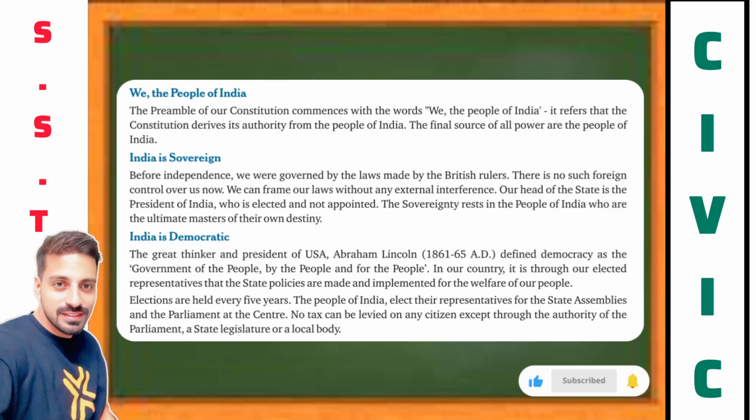We the people of India. The preamble of our Constitution commences with the words "We the people of India." It refers to the fact that the Constitution derives its authority from the people of India. The final source of all power is the people of India.